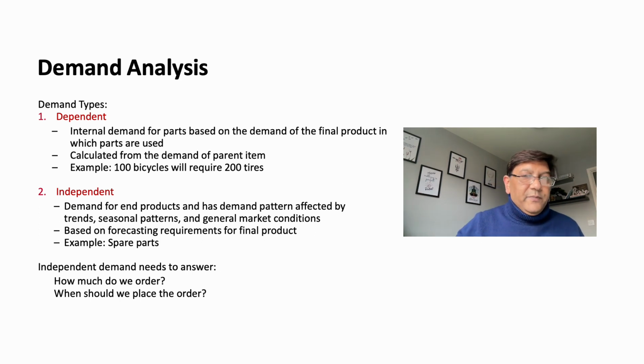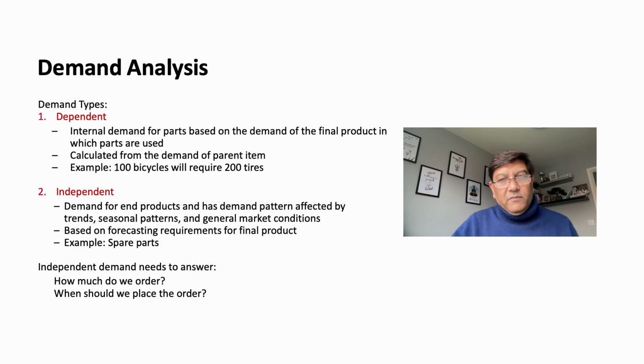The same thing could happen with the dependent demand as well. People are buying cars during June and July, or maybe, let's say, during Christmas. During the Christmas period, people are buying more cars. So the demand for cars increases during the Christmas period. So the dependent demand for the tires will increase during the Christmas period as well.